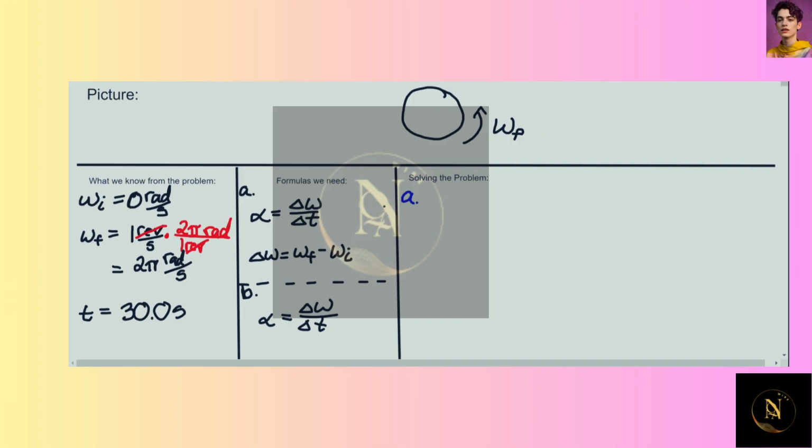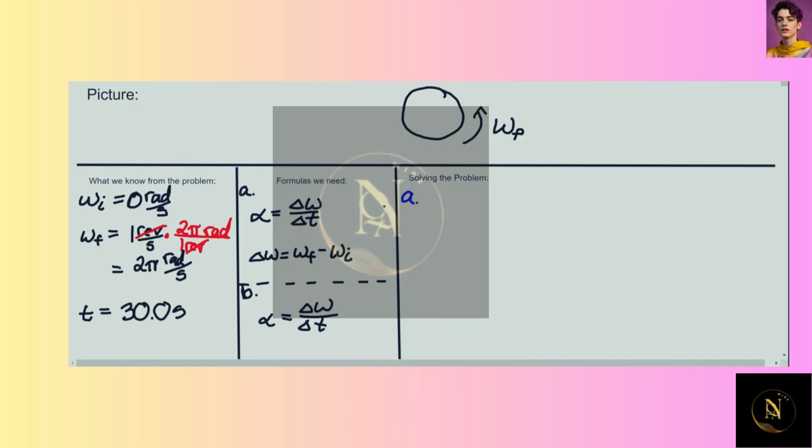So first, we have to think about what the problem gives us. We are told that the wheel starts at rest, meaning that the initial omega, or initial angular speed, is equal to 0 radians per second. The problem also states that the final angular speed is 1 revolution per second, but it wants our answer in radians per second squared for the average acceleration. So I converted this into radians per second rather than revolutions.